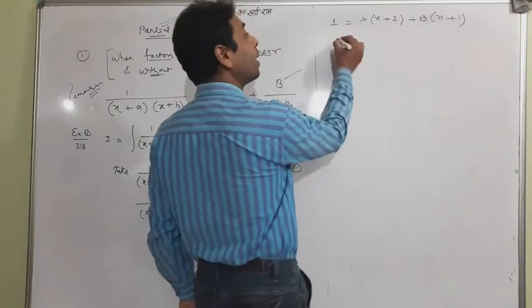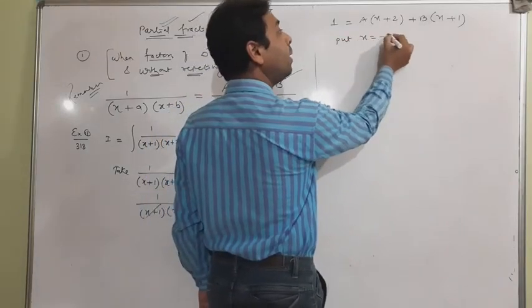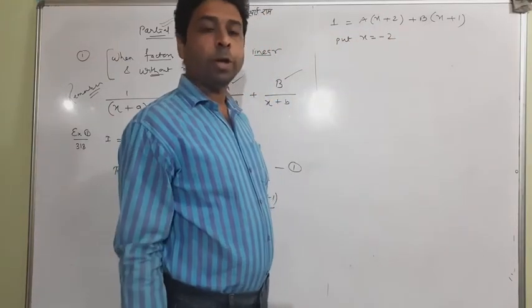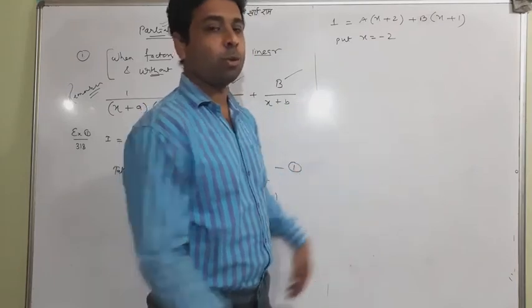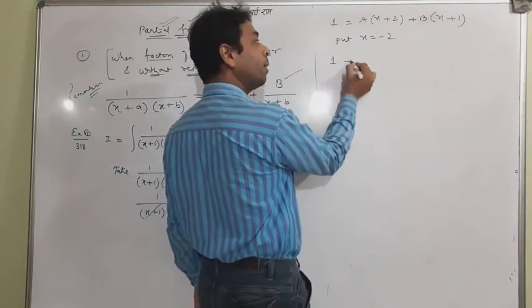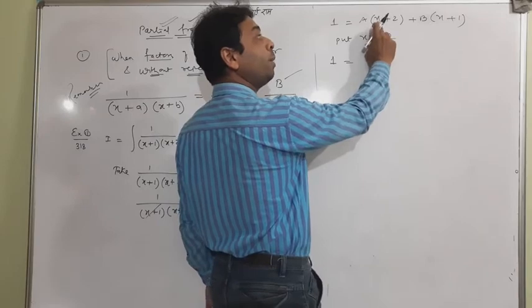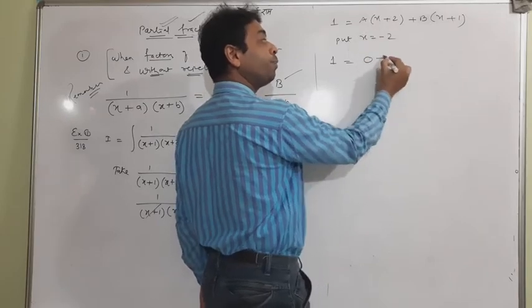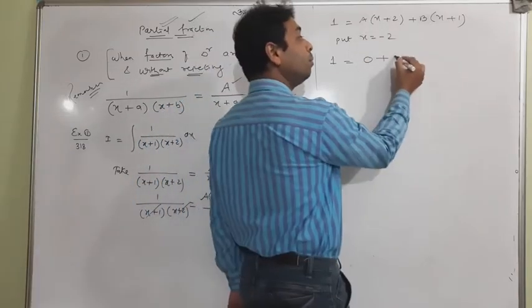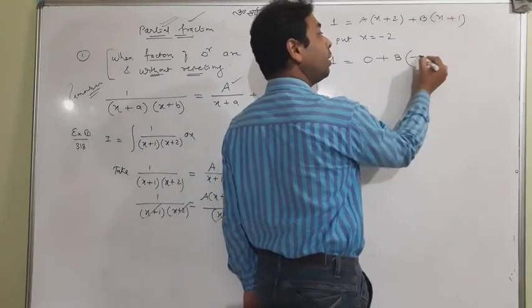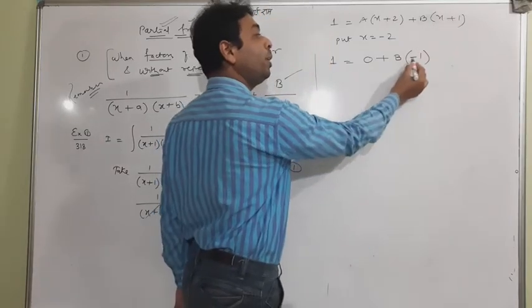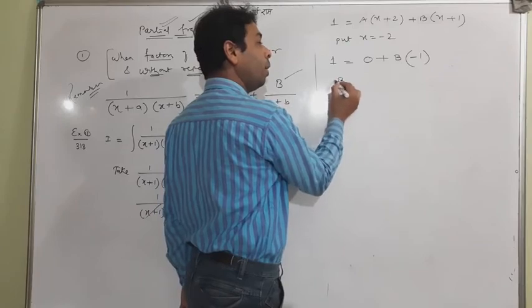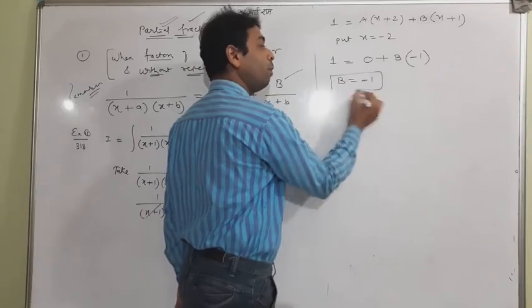And you know how we can. Put x equal to minus 2, put x equal to minus 2 on both sides. So it is a 1. Without x, 1 will be 1. When you put x equal to minus 2, minus 2 plus 2 will be 0. But here, surprise, minus 2 plus 1 is minus 1. So 1 equal to b into minus 1, so b equal to minus 1. You got the value of b.